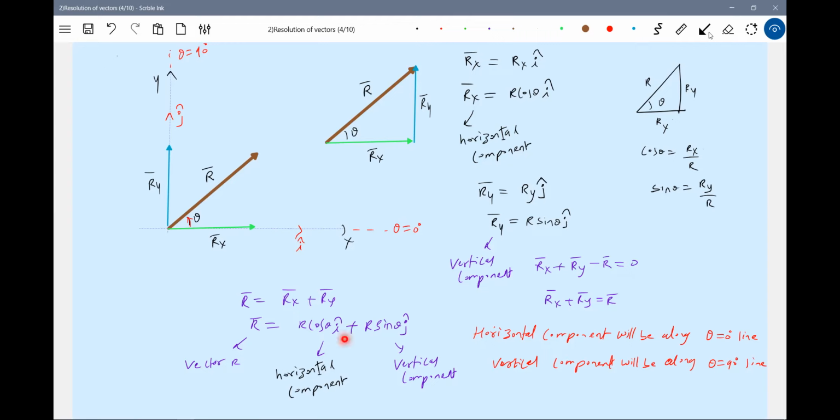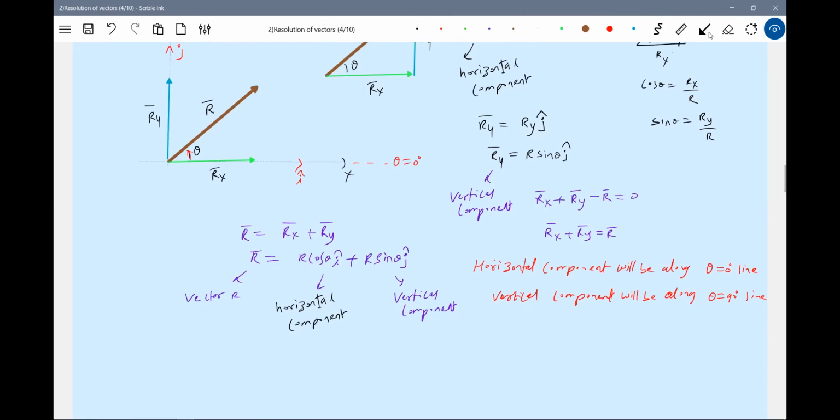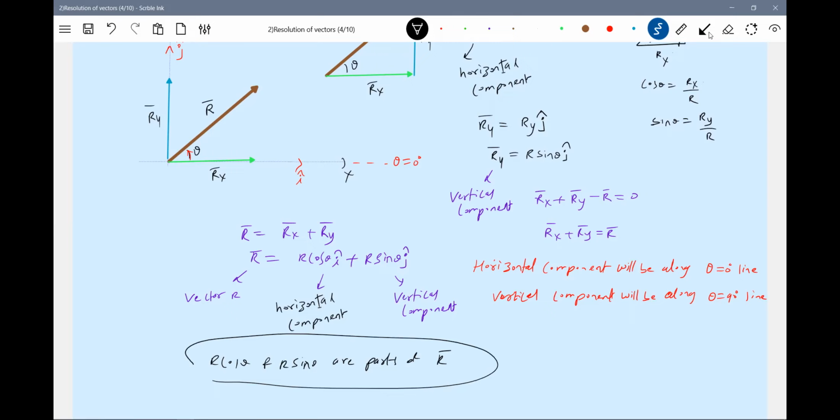Indirectly what we did, these are the parts of this vector. I don't want to speak much here. Sir, what are R cos theta and R sin theta? They are the parts of this R bar. So if you want to write that comment also, nothing wrong. R cos theta, R sin theta are parts of R bar. So what we did, the R bar vector, we are able to break it up into its parts. A part will be along the x-axis, a part will be along the y-axis. These are the components, what we call them.